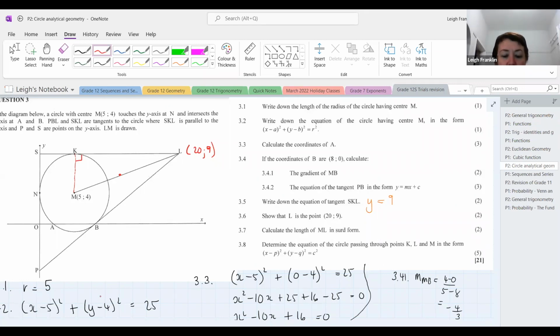We know the length of ML. So the radius is going to be half the diameter, right? So remember your diameter was 5 root 10. So our radius has to be 5 root 10 divided by 2.